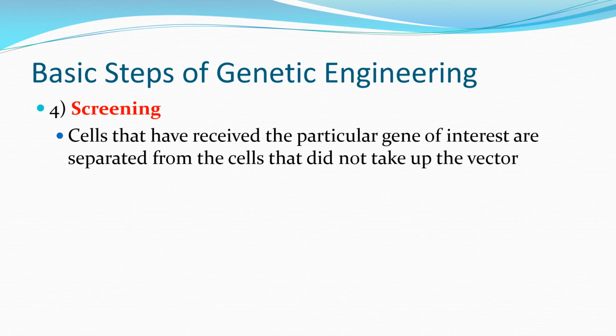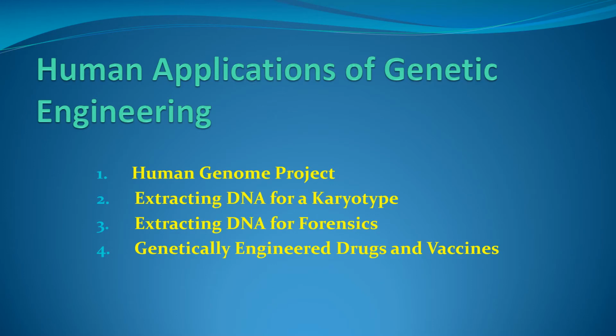The fourth step is called screening, and this refers to cells that have received a particular gene of interest being separated from the cells that did not take up the vector. So what are some practical applications of genetic engineering? We've talked about two of these actually. The third one you actually kind of know about because you've seen CSI episodes. But the first three we're going to focus on right now.